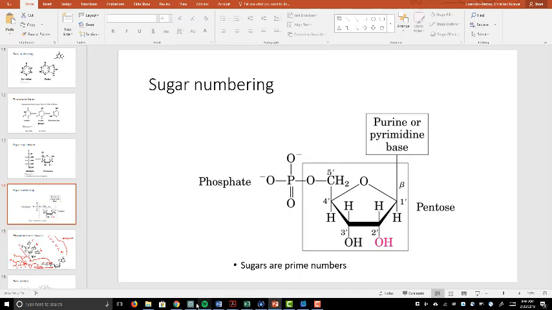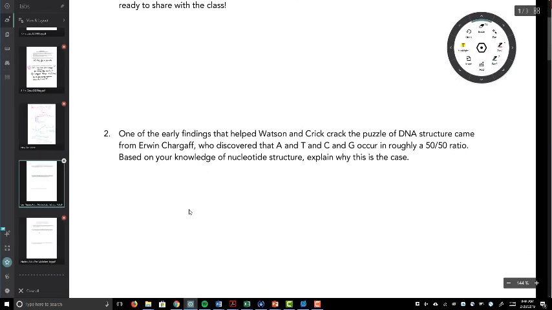So let's move on to our next question on the in-class assignments, which is talking about the ratio of DNA bases. One of the big discoveries, back in the day, in the 1950s, and in Dr. Alexander's class you actually read Watson's account of discovering the structure of DNA. They didn't really know what DNA was. They knew they had bases. They didn't know how they were arranged. But one of the seminal findings that really helped Watson and Crick solve the structure was this guy named Erwin Chargaff, who discovered that A and T and C and G occur in roughly a 50-50 ratio.